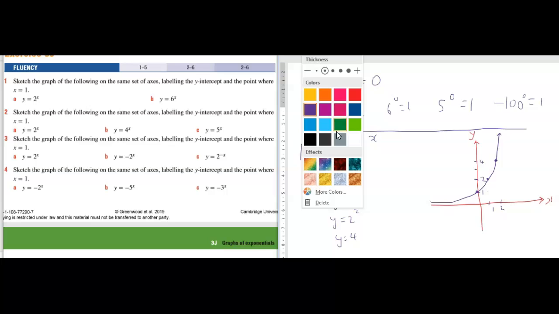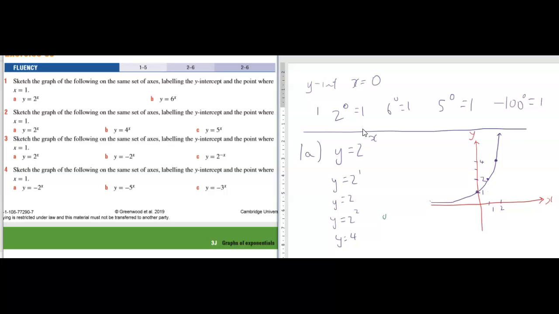Now, if we were to do another line, which we are, y equals 6 to the power of x. Again, it goes through this point here at 1. But this time when x equals 1, y is equal to 6 to the power of 1, which is just 6. So this time our next point is at (1, 6). So your line, same as the blue one, is going to be a lot steeper. That means the growth is a lot steeper.